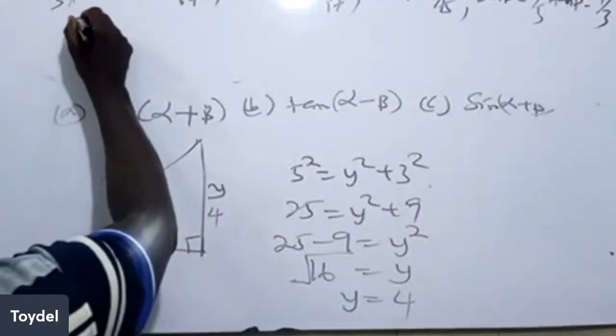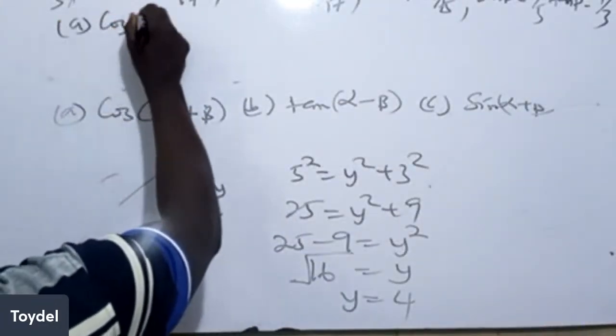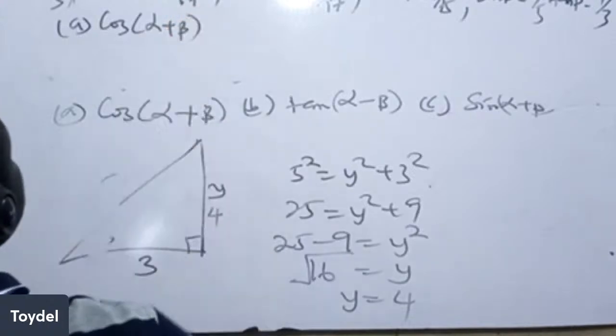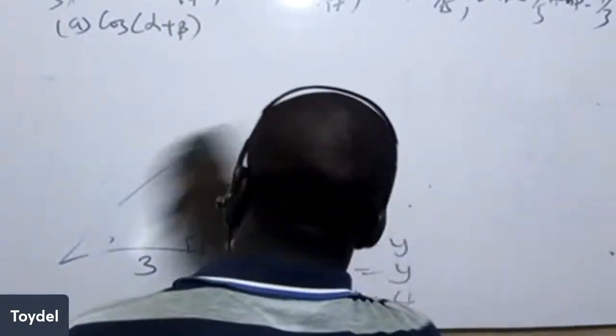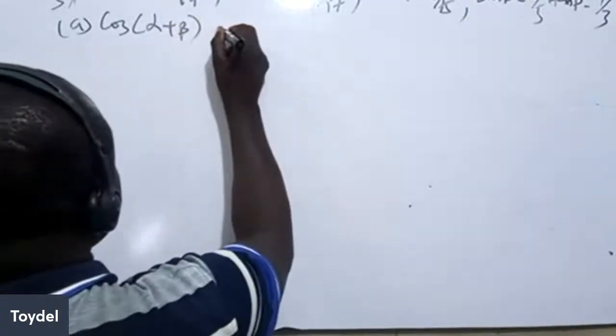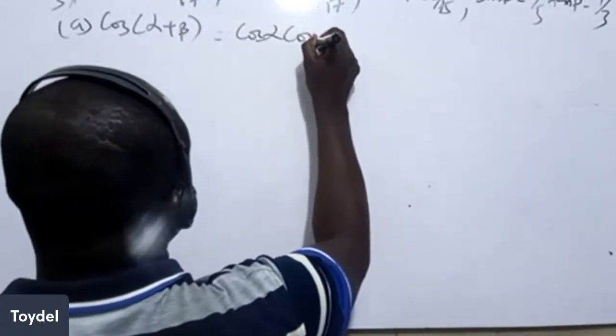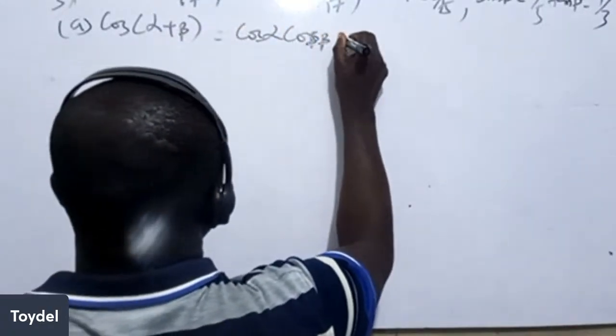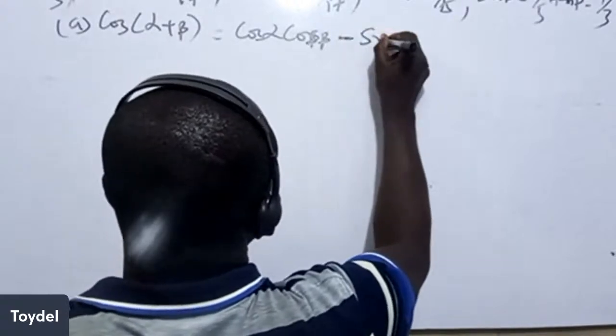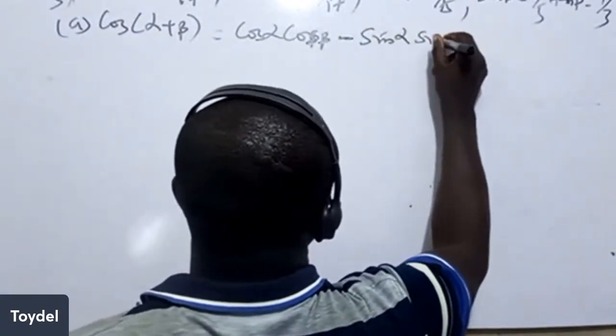So the first one, A, we have to find cos(alpha plus beta). So how do we get cos(alpha plus beta)? From the expression, of course, we know that when we have cos alpha cos beta, when we have plus here, it will be minus here, minus sine alpha sine beta.